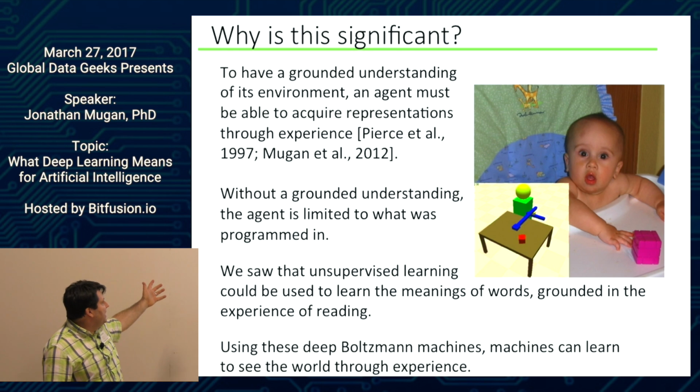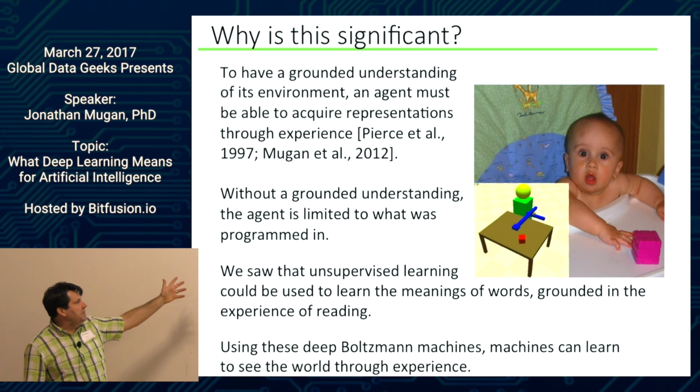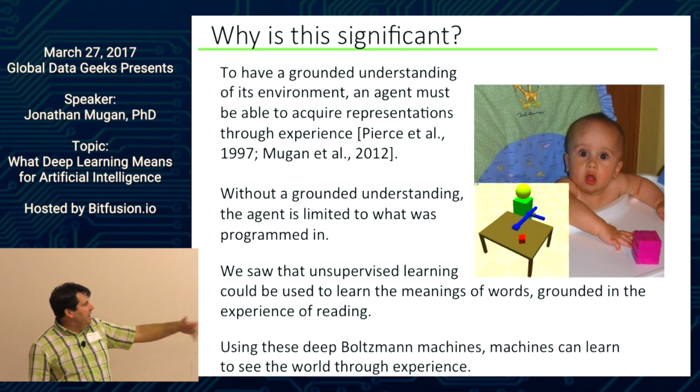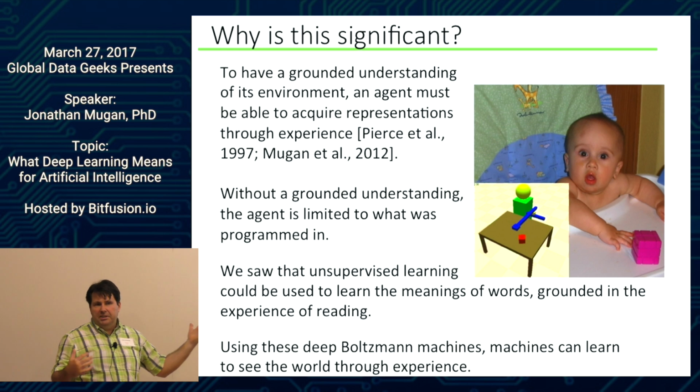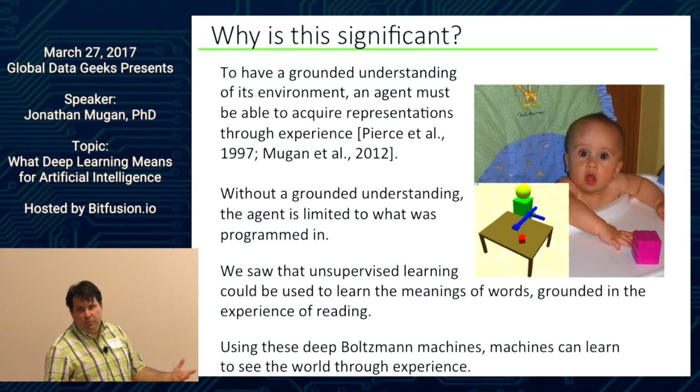So we saw unsupervised learning of the meanings of words, and here with these deep Boltzmann machines we learned features of the world through experience. This is neat because it gets our computers away from being so brittle.